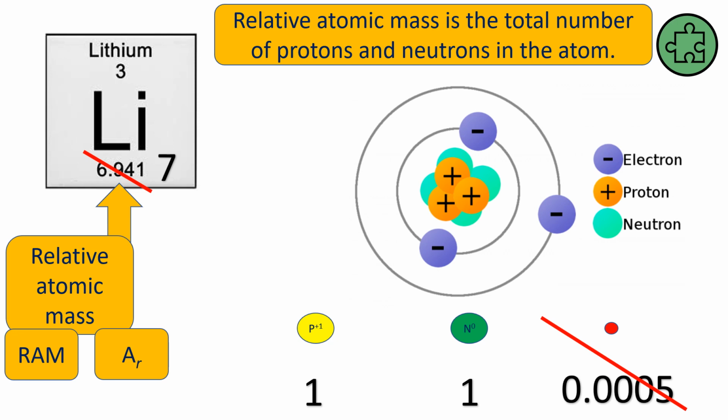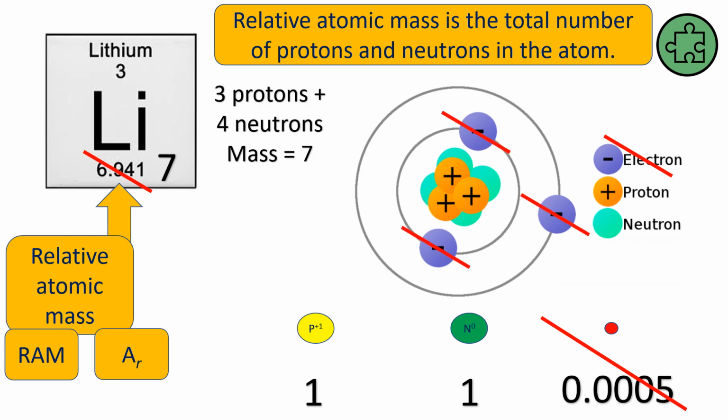So for example, if I look at this atomic structure, I'm saying, well, I'm going to ignore those electrons. I've got 3 protons. Those are the orange ones, 1, 2, 3. I've got 4 neutrons, those pale blue ones, 1, 2, 3, 4. So 3 plus 4, I've got a mass of 7.